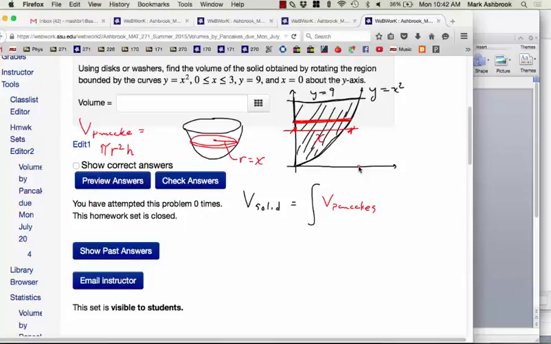Everyone see that? What's the height of a pancake? Change in y. The height is delta y. Okay, so the volume of our pancake is pi x squared delta y.